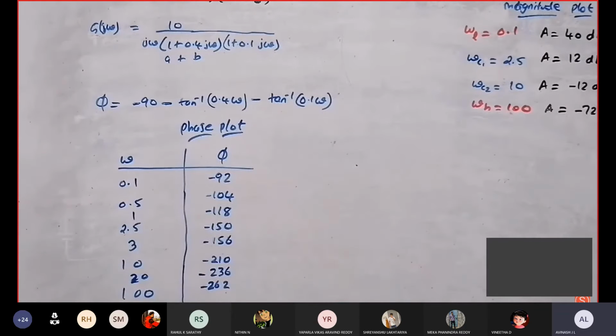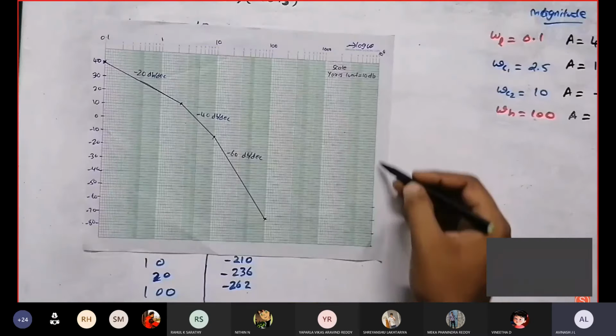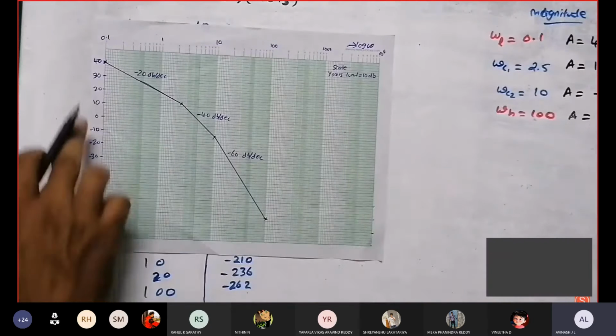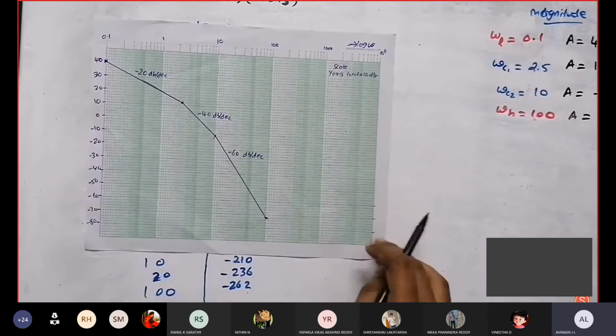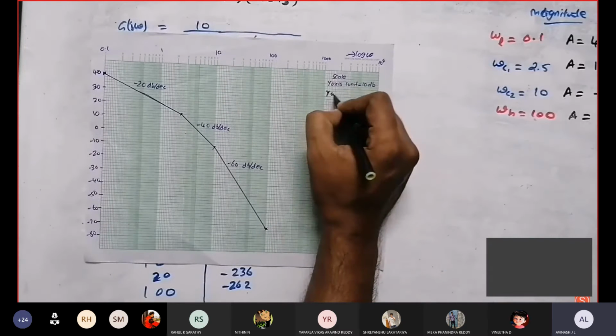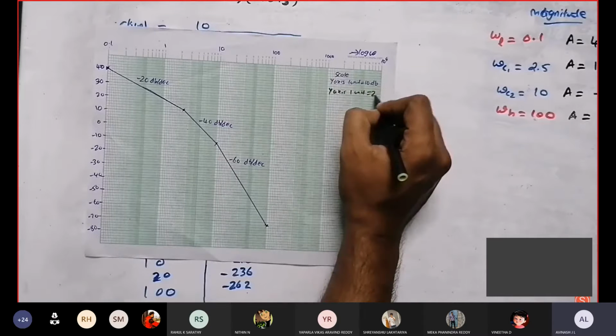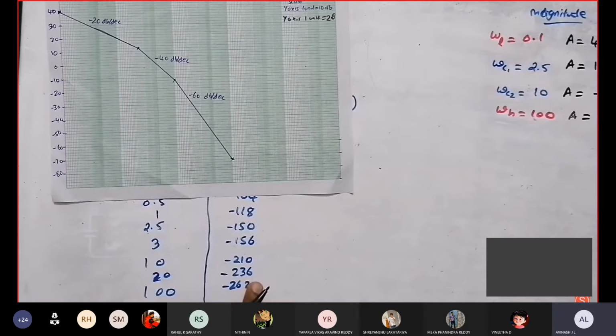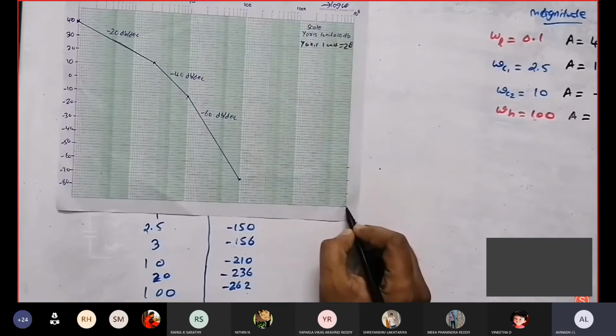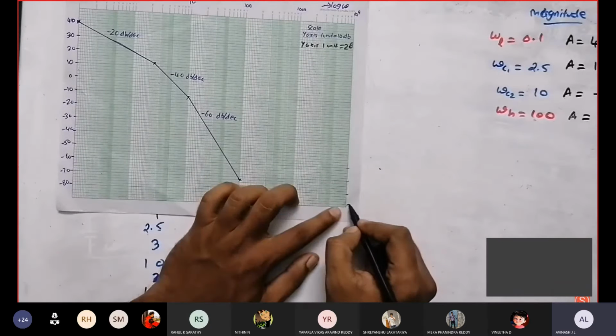Now we need to plot this angle in the graph sheet. For drawing the phase angle plot, we need to take this axis. Here we took the magnitude plot axis; here we need to take the angle plot axis. On the y-axis, 1 unit I'm going to take as 20 degree. The highest angle is 262, so I'm going to eliminate that because it is a high value. I can take 236 as the highest value, so I'm going to mark it as 240.